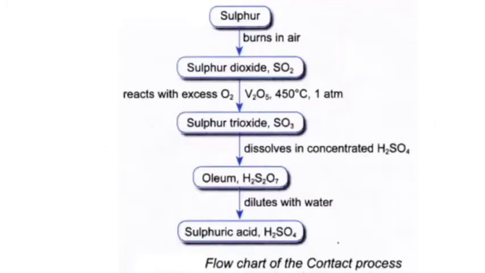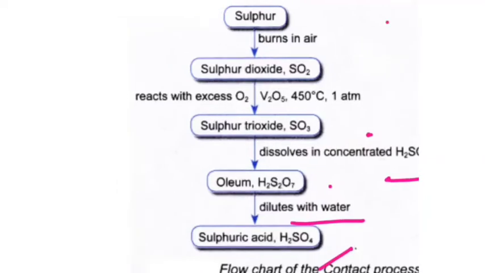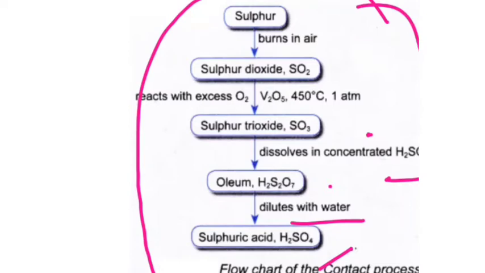How are we preparing sulfuric acid in the contact process? First, we have to prepare sulfur dioxide. The sulfur dioxide, on further oxidation, gives sulfur trioxide. That sulfur trioxide, on dissolving in concentrated sulfuric acid, gives oleum. Oleum, on dissolving in a calculated quantity of water, gives sulfuric acid. So, this is the flow chart for the manufacturing of sulfuric acid by the contact process.